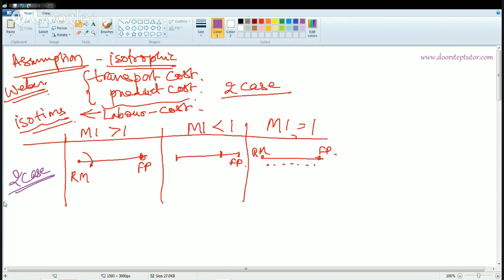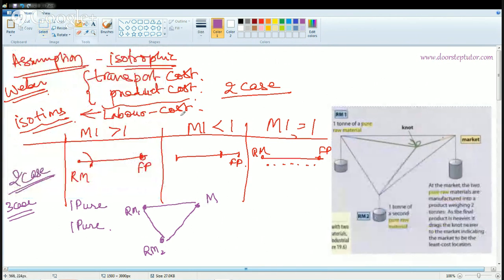Now, let's talk about the three-case model. To understand the three-case model, let's first take an example of one pure and another pure. So you have two raw materials, raw material 1, raw material 2, and the market. Now, if both of these raw materials are pure, let me bring this example in. So here is what would happen.